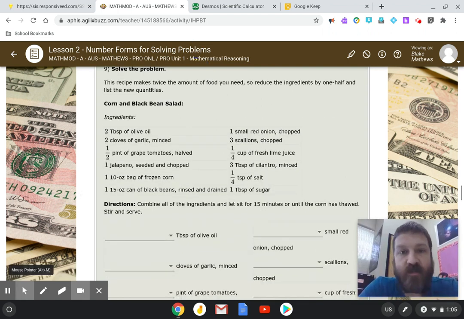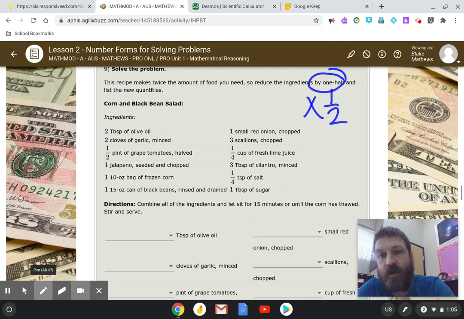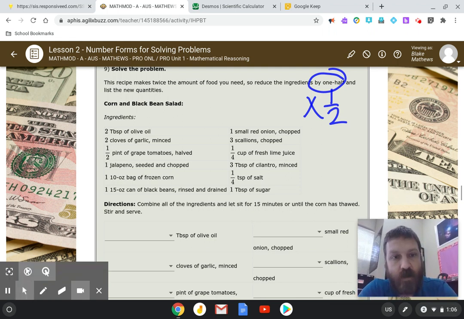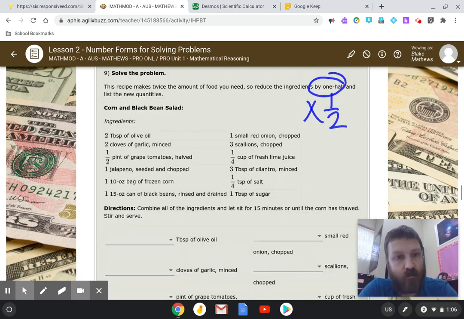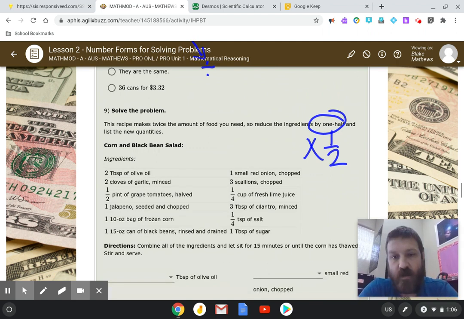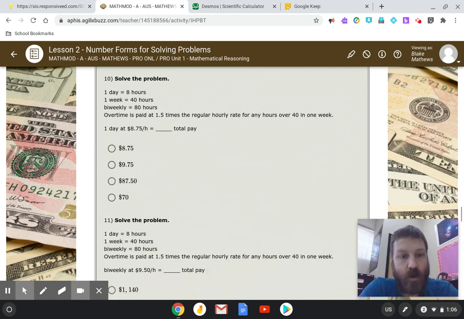The recipe makes twice the amount of food you need, so reduce the ingredients by 1/2. Very straightforward. When it says reduce by 1/2, it means multiply times 1/2. So you need to multiply everything by 1/2. 2 times 1/2, 2 times 1/2, 1/2 times 1/2, 1, right? Each of these needs to be multiplied times 1/2. So if you just multiply each of those numbers times 1/2, the answer you get will go in these blanks. Very straightforward.